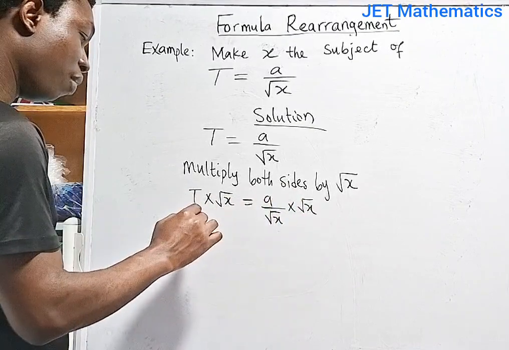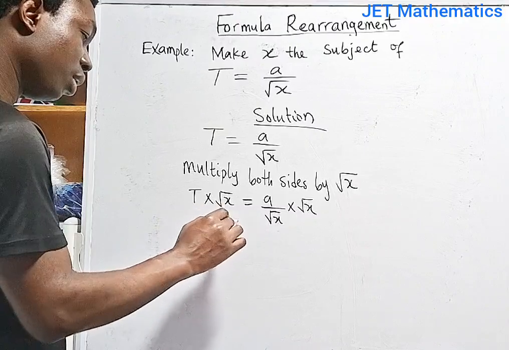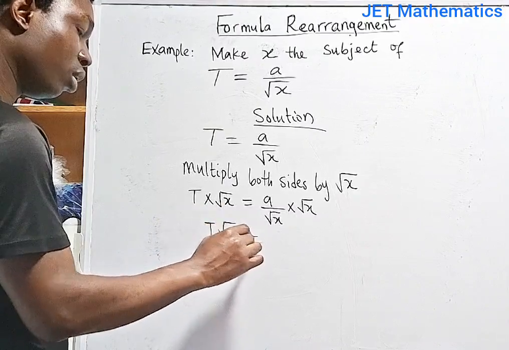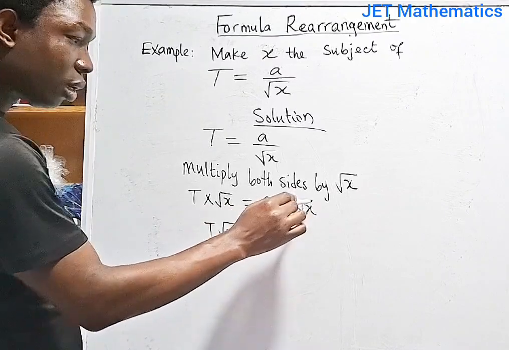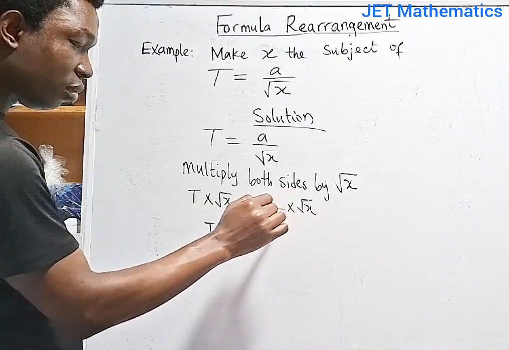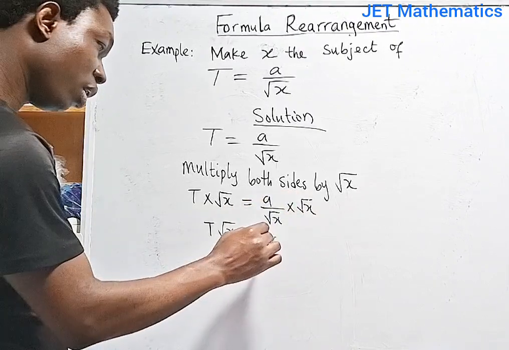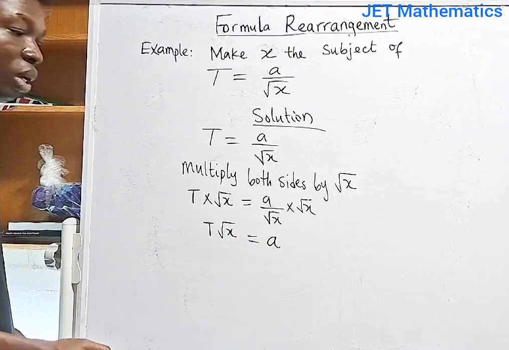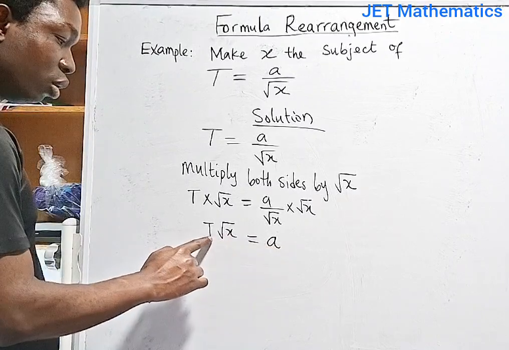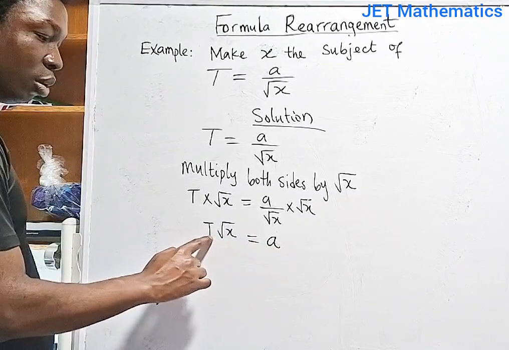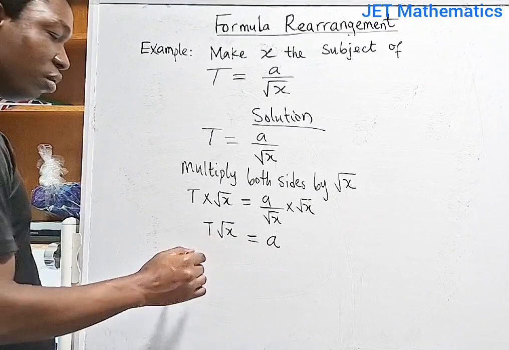So that here we have t root x. So t multiplied by root x gives us t root x. Now root x cancels out with root x. That is, this divided by this is 1, and then we're left with a. But our job is not to make a the subject of the formula, but rather x. So the next thing we do, we will divide both sides by t to get rid of t here.